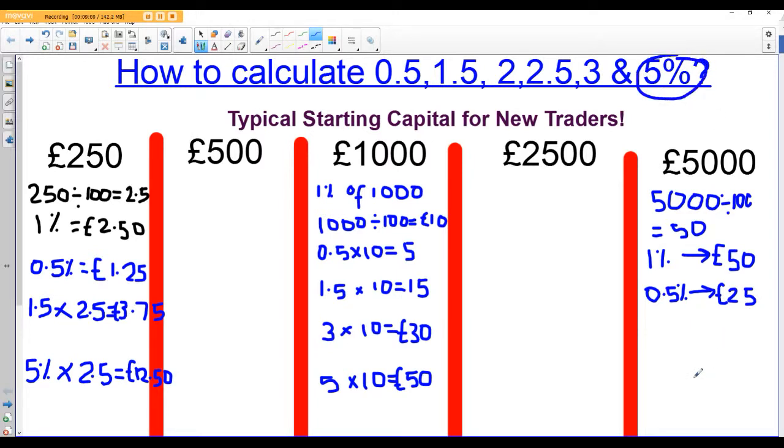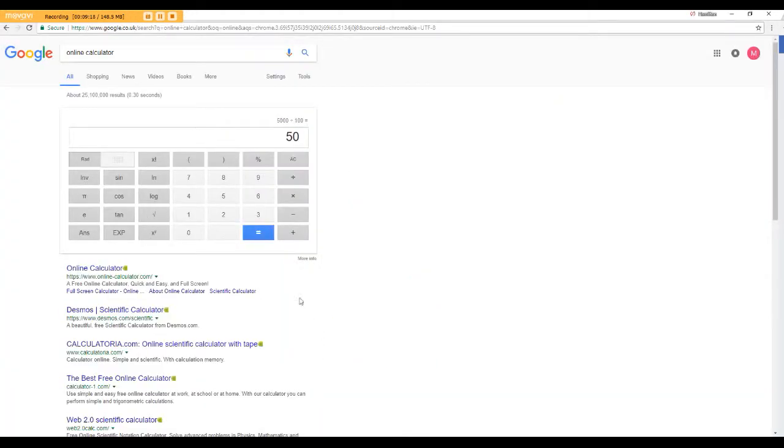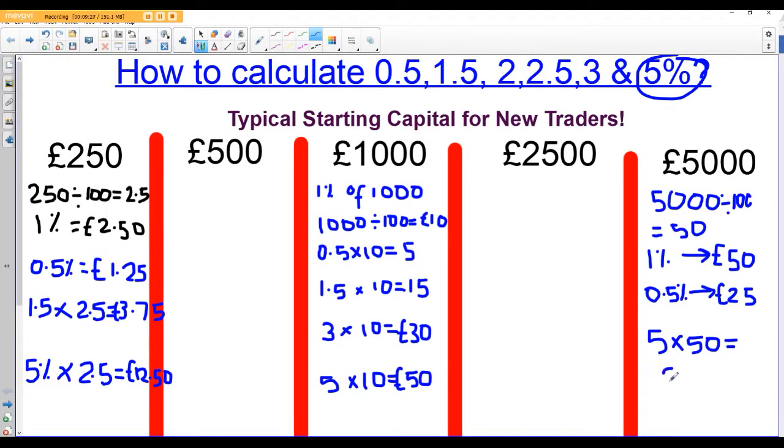If I decided, well, I'm going to go for the big portion up here, which is the 5%, then all I've got to do is, because I know 1% is 50, then I do 5 times the £50. That's how much I'm going to risk. Go back to my calculator. So I do 5 times £50. That gives me £250. So £250 would be my risk.